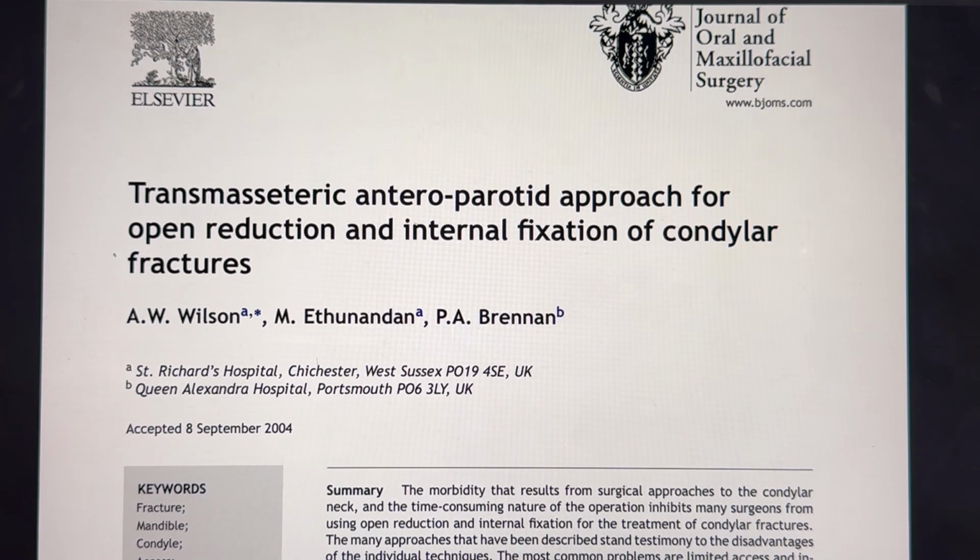Now, this APTM approach is not given very well in any of the traditional textbooks that we know. So when we mention the APTM approach, this is the standard article. This is the article by Wilson given in BJOMS in 2005. So let's cover this article now.